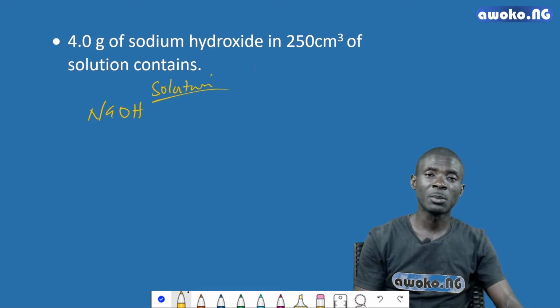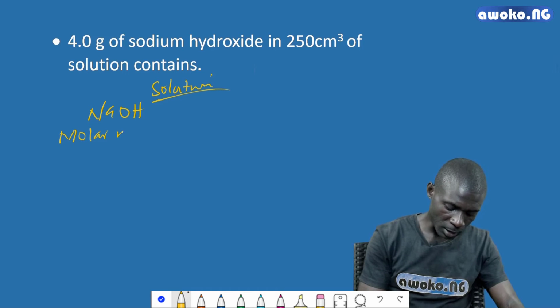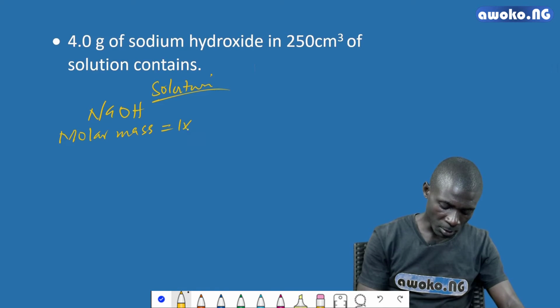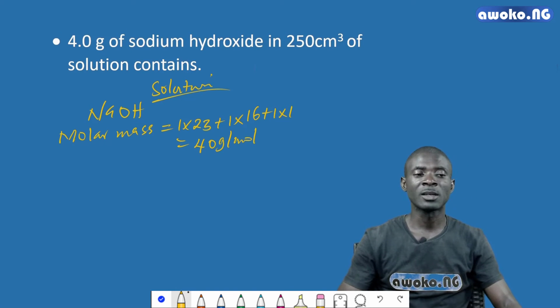Next thing we do is to look for the molar mass of sodium hydroxide. So we have the molar mass of sodium hydroxide to give us 1 multiplied by 23 grams of sodium plus 1 multiplied by 16 gram of oxygen plus 1 multiplied by 1 gram of hydrogen. Of course, this will give us 40 grams per mole as the unit for molar mass. So we've gotten the molecular formula and the molar mass of sodium hydroxide.